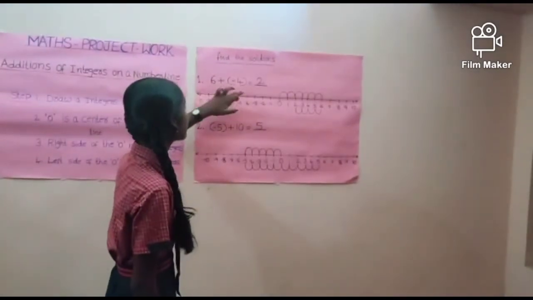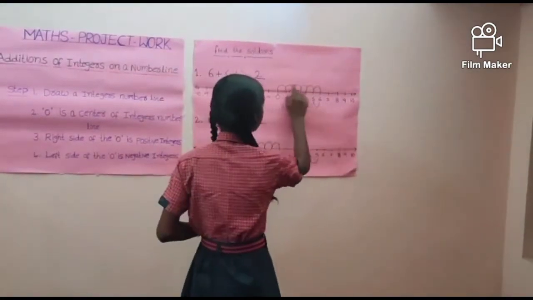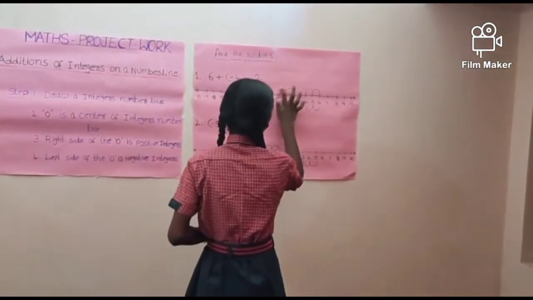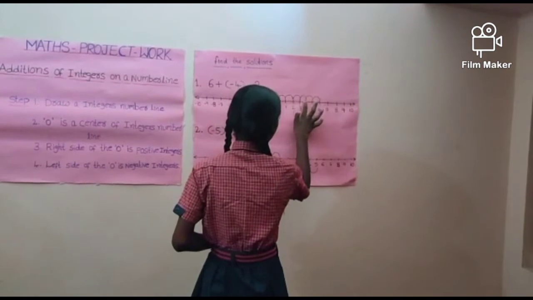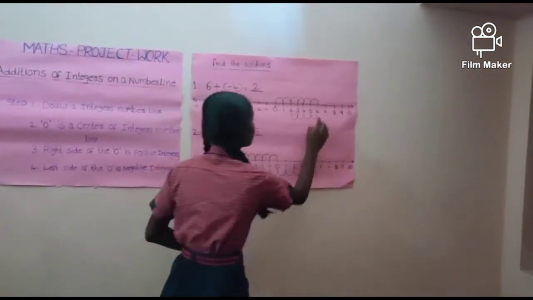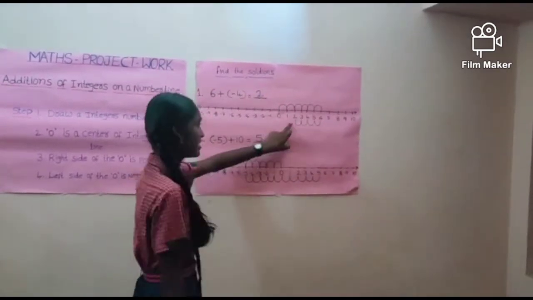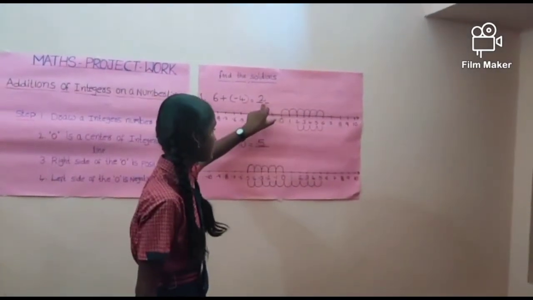So 6 plus negative 4. From the 0 we move 6 steps to the right side. 1, 2, 3, 4, 5, 6. And negative 4, then we should move to the left side. 1, 2, 3, 4. Till where have we landed? We have landed on 2. So 2 is the answer.